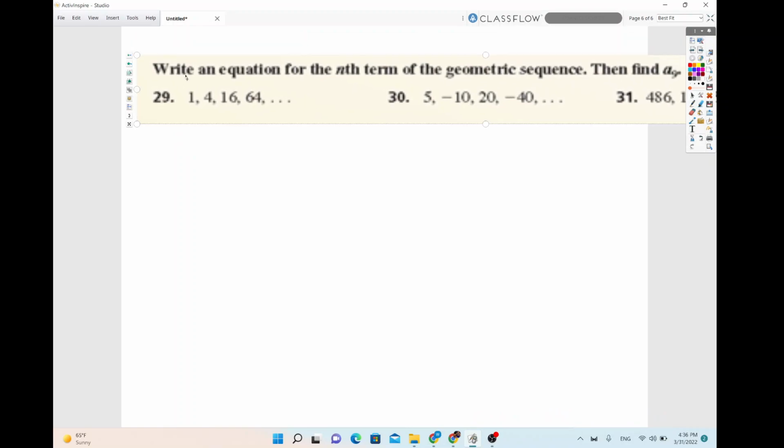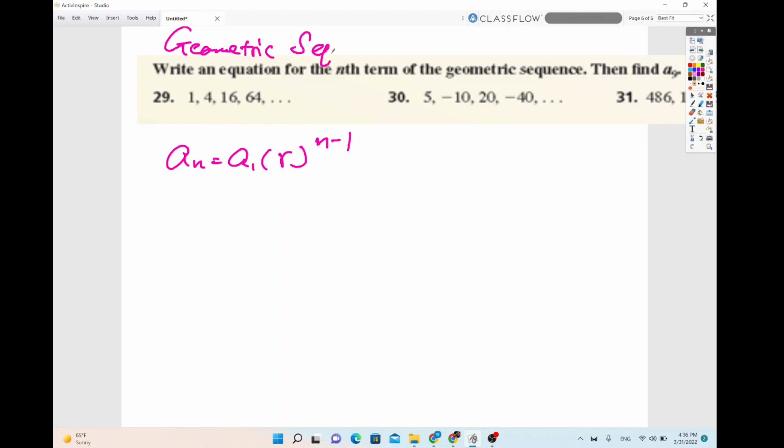So write an equation for the nth term of the geometric sequence. The way to do it, we can always start off with a sub n equals a sub 1 times the common ratio to the power of n minus 1. This is called the geometric sequence formula. Basically, it tells you the shortcut for how to go from one term to a higher term.